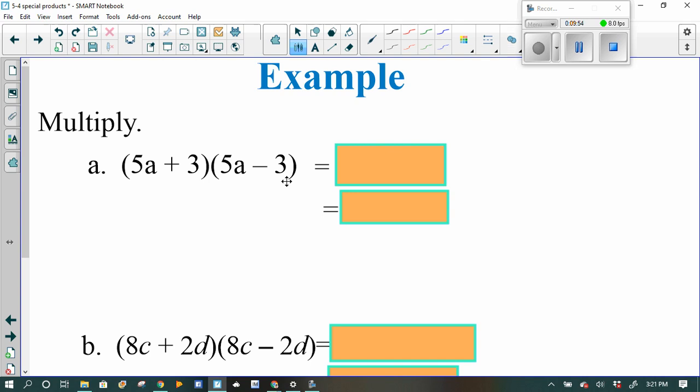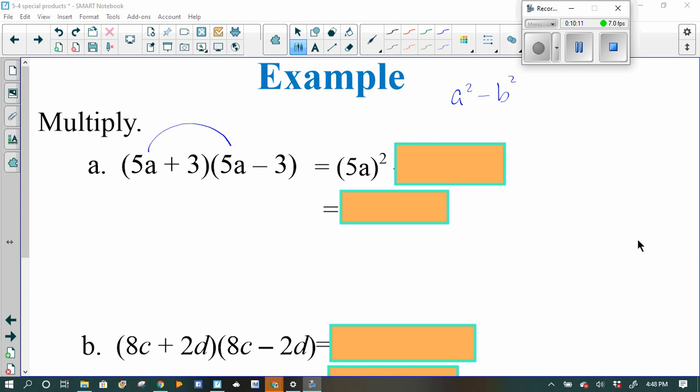So if I were to do this, I would do 5a times 5a, which would be 5a squared. Then I would do, following the rule, a squared minus b squared, and it only works when these are the same. Okay, sorry, I had to step away and go turn off the machine. It was making all the noise. So let me just backtrack and start over real quick.